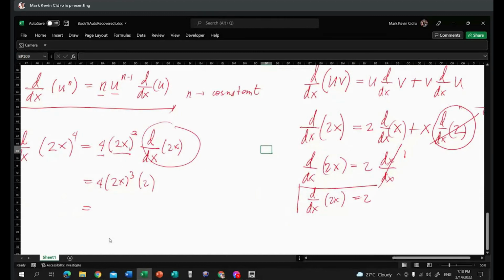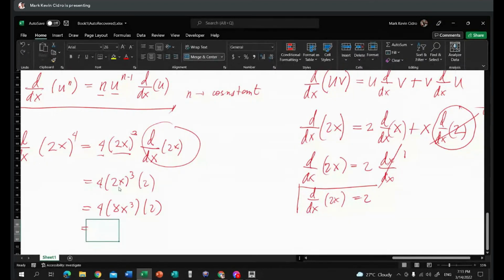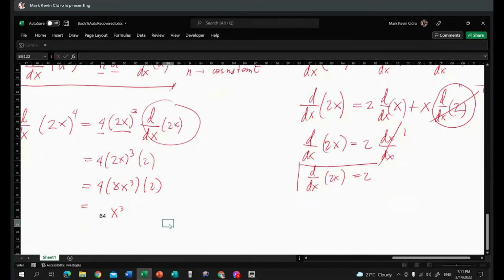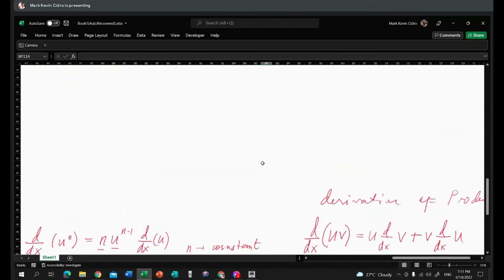So, this will be equal to 4, this is 8x cubed, right? Correct me if I'm wrong. So this will be 64x cubed. This is equal to 4 times 8 times 2. This is 64x cubed. So this is your value for the derivative d over dx of 2x raised to 4. Right? That's it.